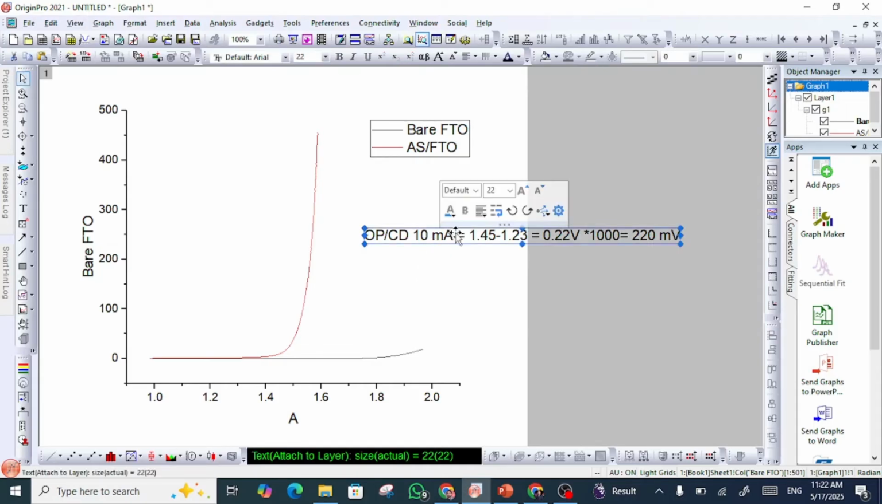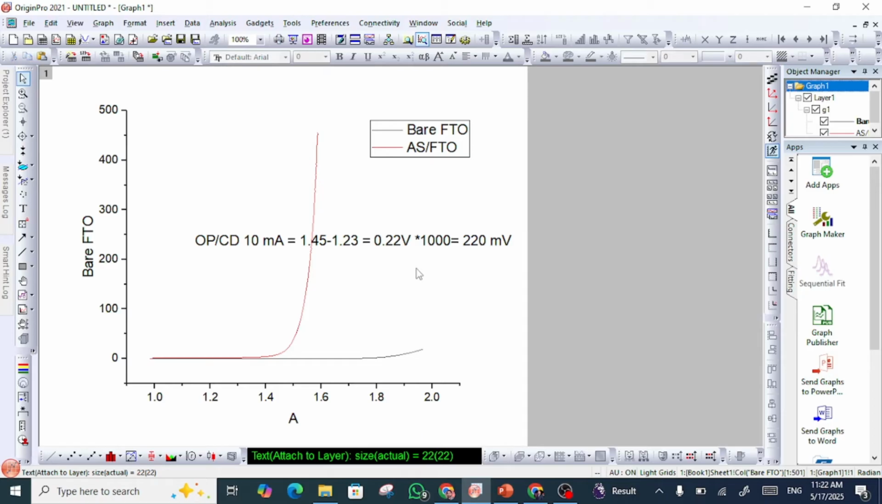220 millivolt is kind of a good overpotential. Normally, overpotential values of less than 300 are considered good for oxygen evaluation in water splitting. And a very good material must have a value less than 200. I have seen a few papers that have reported values of 190 and even lower than 190 millivolt. So try to achieve as low as possible. So this is the overpotential that we have measured at the current density of 10 milliampere, that is 220 millivolt.